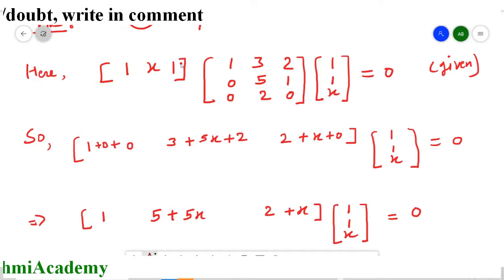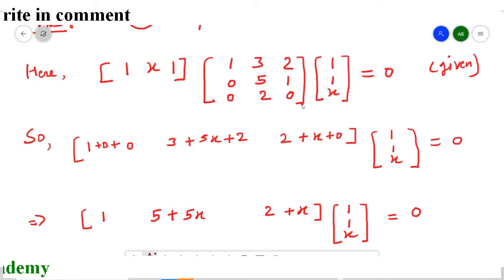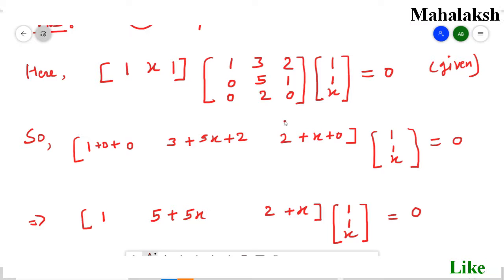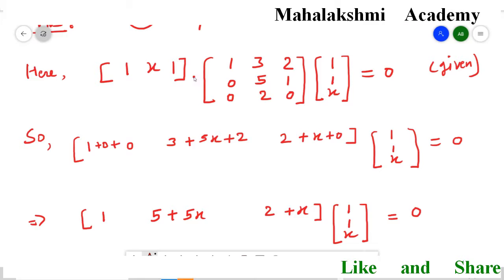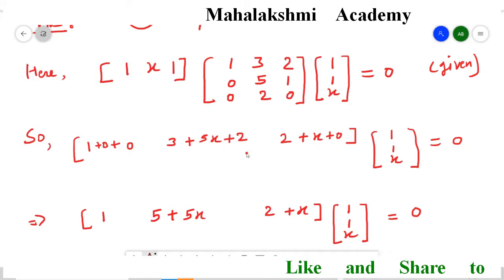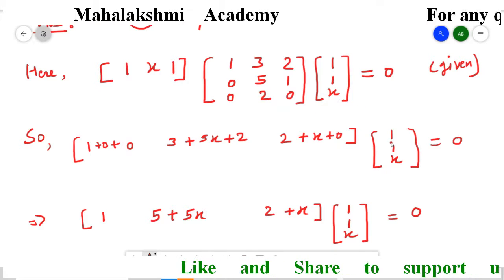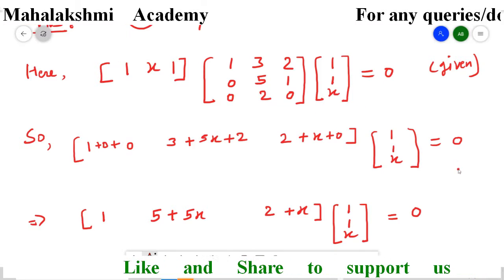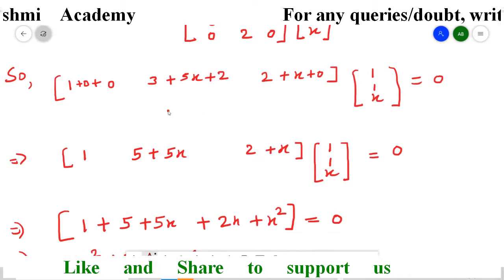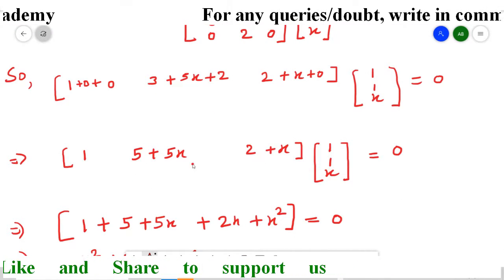Now the first row will multiply by the third column. So 1 multiplied by 2 becomes 2. x multiplied by 1 is x, and then 1 multiplied by 0 is 0. Like this, we multiplied the two matrices, and the product is this matrix. The third matrix we kept as it is, and the 0 also as it is. Now we will simplify and add them, that will give us this matrix.